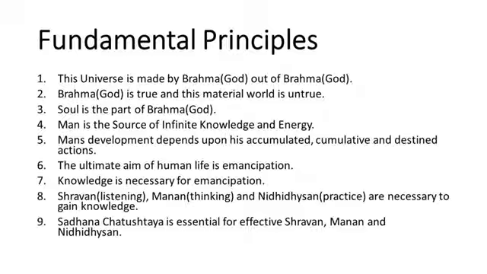Next, the ultimate aim of human life is emancipation. Now here there are two types of emancipation. Emancipation from life, which is Jivan Mukti, and emancipation from corporeal bonds, which is Vidya Mukti. And according to Shankara, a person who has attained Jivan Mukti experiences joy, and a person who has attained Vidya Mukti experiences supreme bliss.